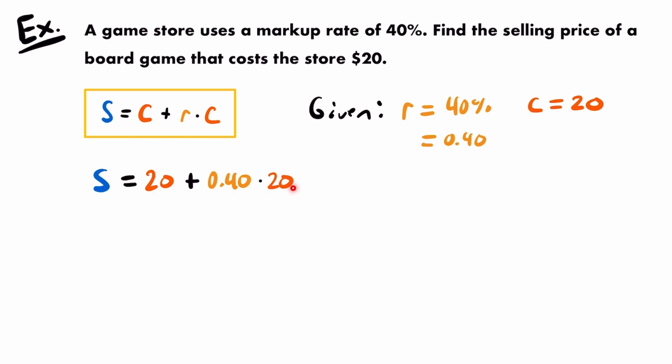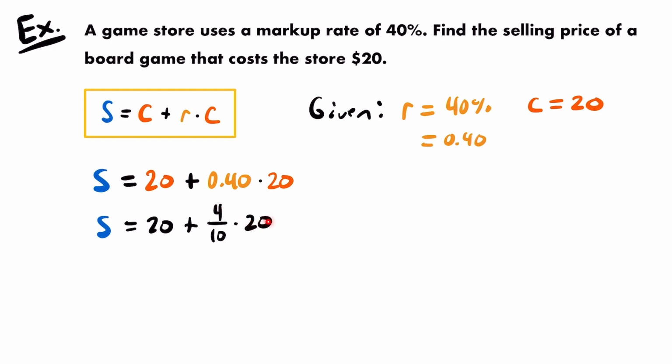You want to start with the multiplication of 0.40 times 20. You could put this into a calculator. That would be the quickest method. But since this isn't too complicated of a calculation, I will do it by hand. It can be helpful to rewrite a decimal as a fraction, and 0.4 is the same as 4/10. So what we would have here is that S is equal to 20 plus 4/10 times 20.